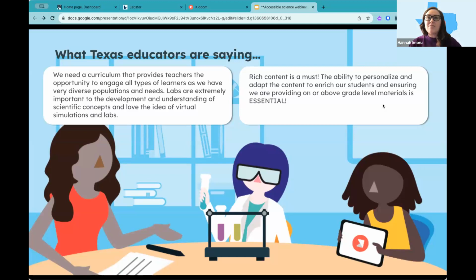And then a lot of the focus also coming from TEA is the vertical alignment. And then now also talking about horizontal alignment. So making sure that the new science standards are going to be horizontally aligned to history and to ELA and to math. And Kiddom's going to be able to help you all do that. And I know Dr. Green's going to walk through that today, which is extremely exciting.